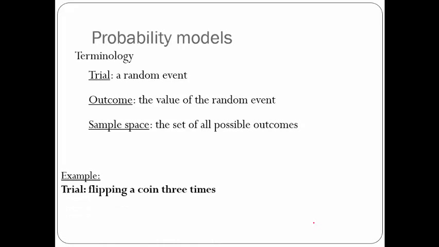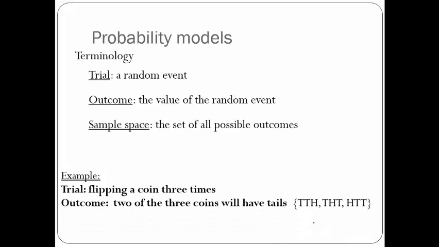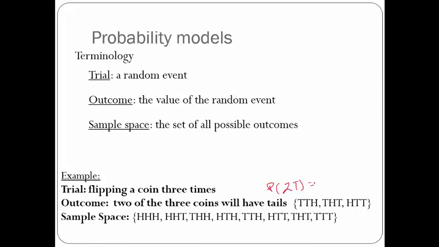Here's a quick example. We're going to flip a coin 3 times, and the outcome we're after is that 2 of the 3 coins will have tails. So really we're looking for the probability we get 2 tails. Now this is an example where actually writing out the whole sample space would help us out. So here's the whole sample space. You'd have 3 heads, 2 heads and a tails, and so on. You guys can read those. And the ones that we're after are 2 tails. So there's 2 tails, there's 2 tails, there's 2 tails. So that would be 3 out of a total 8.